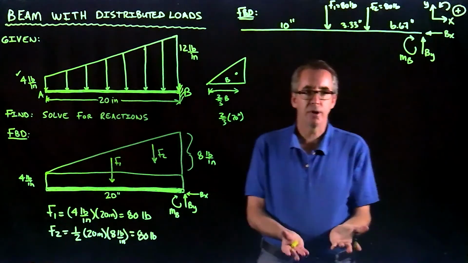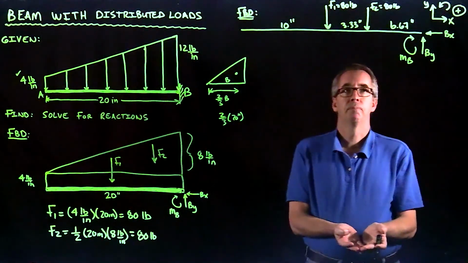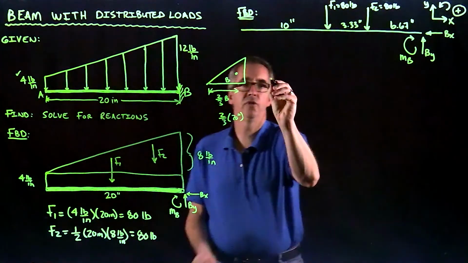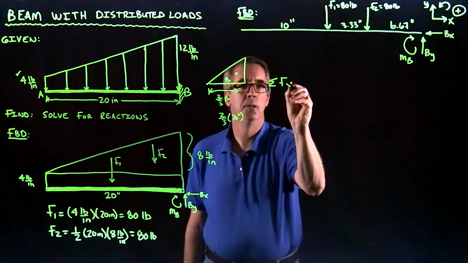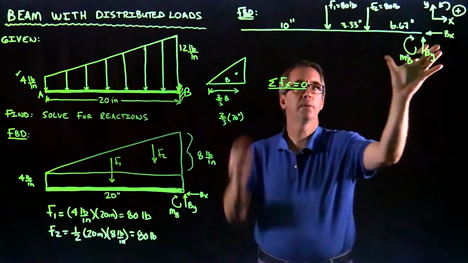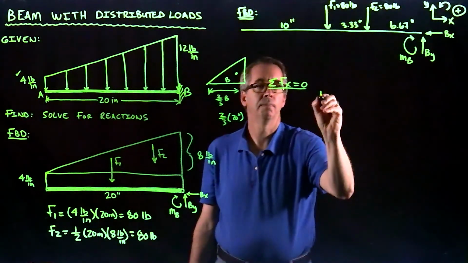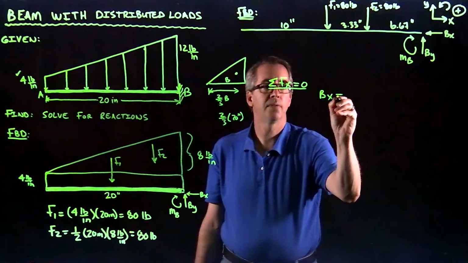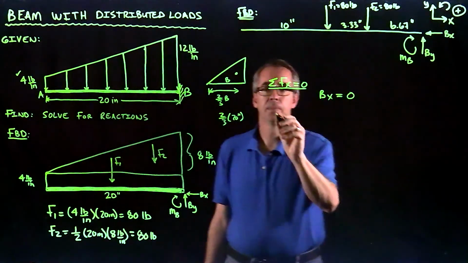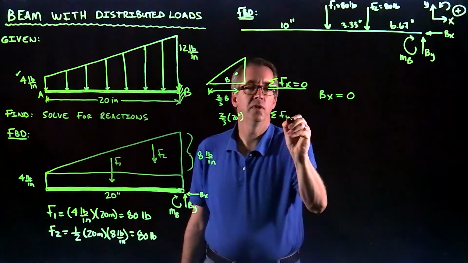I've got essentially three equations I can use: sum of the forces in the x, sum of the forces in the y, and moments. So I'm going to go after the low-hanging fruit first and do summation of the forces in the x direction. When I look at my free body diagram, the only force I have is Bx. So Bx must be equal to 0 if all the forces in the x direction have to balance out to 0. Okay.